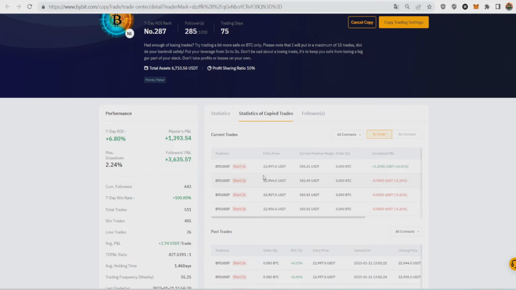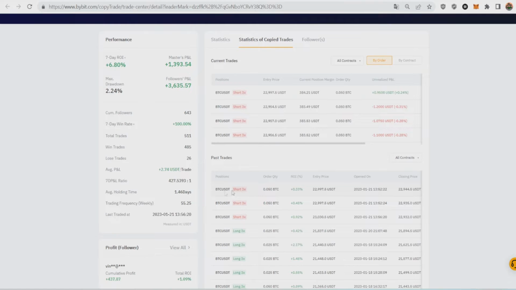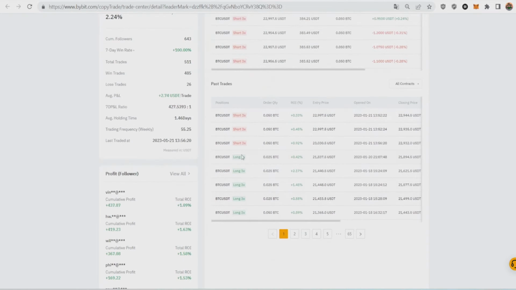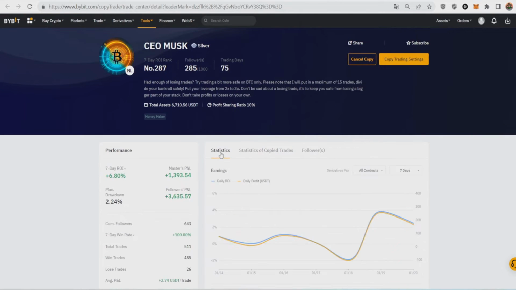And also one really important thing, the lower the leverage they use, the better, because if he can make these percentages and these wins all the time with low leverage, he's very secure and he knows what he's doing, guys. So these are basically the most important things you have to look at for a master trader.